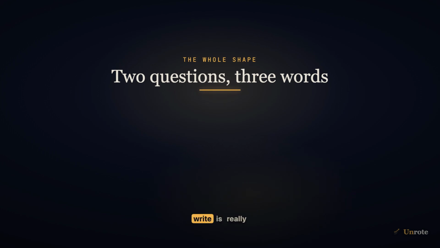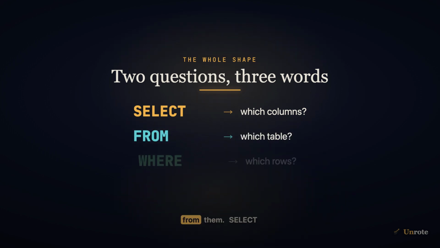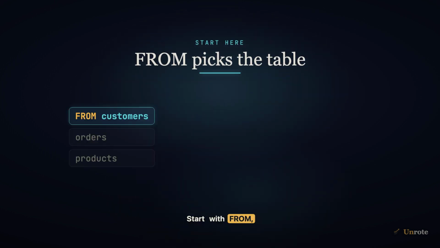So let us take them apart. Every query you write is really answering just 2 questions. Which rows do I want, and which columns do I want from them? Select names the columns, from names the table, and where picks the rows. That is the whole shape.